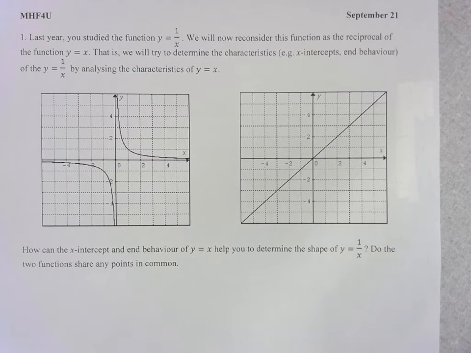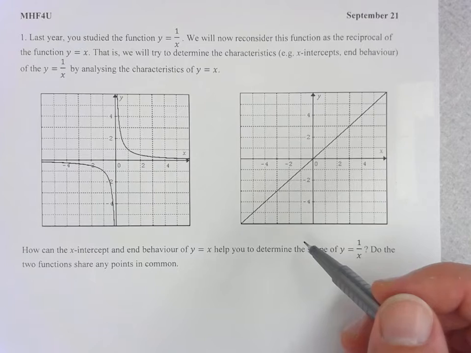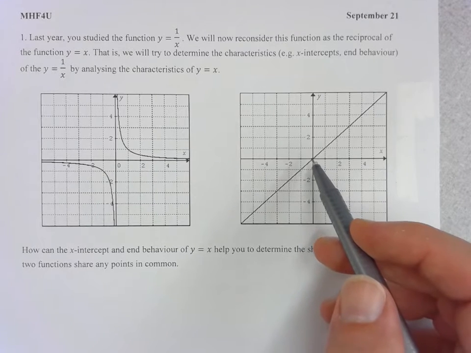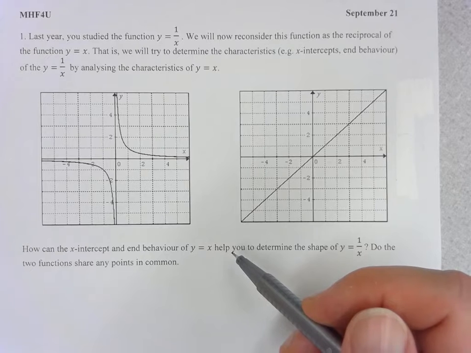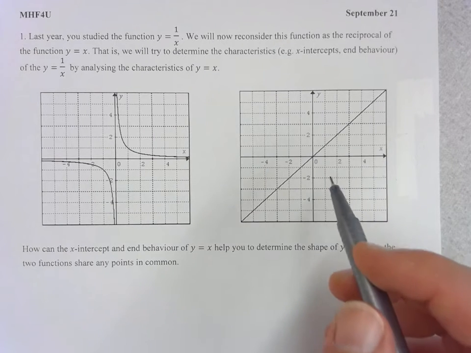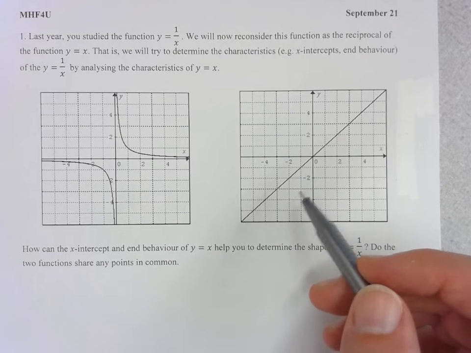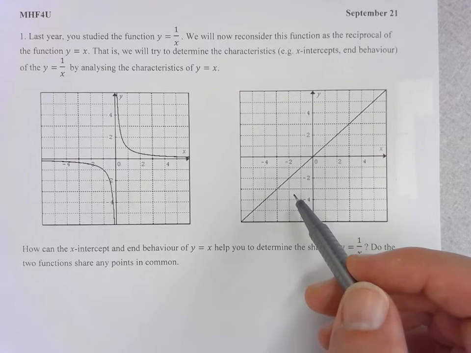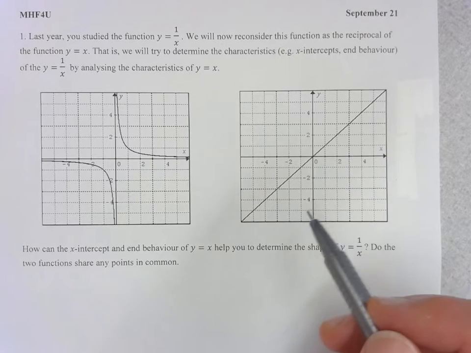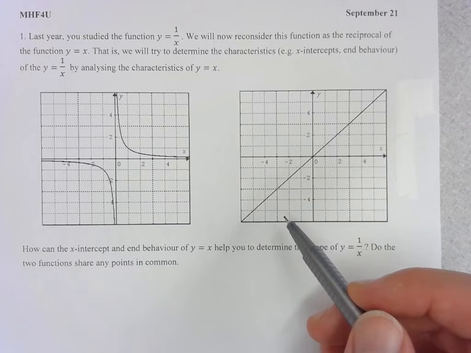So let's take a look at what I asked you to do in the first video. I asked you to consider how you could use the major characteristics of y equals x to help you determine what y equals 1 over x should look like and what characteristics it should have. Eventually we're going to determine more analytical ways of solving these problems, but for now, I really want us to rely on our intuition. I want us to see if we can figure out why what's happening is happening.